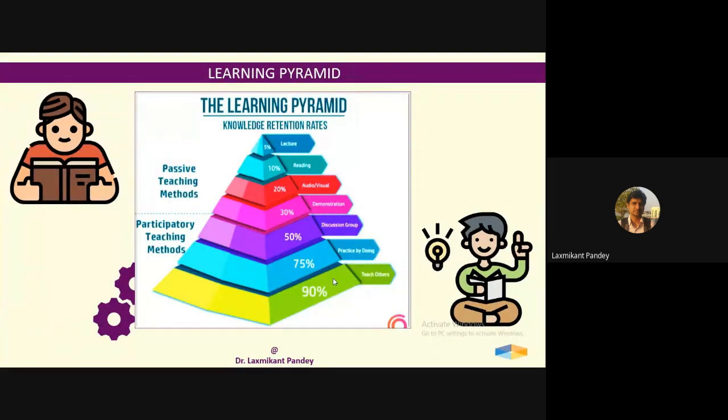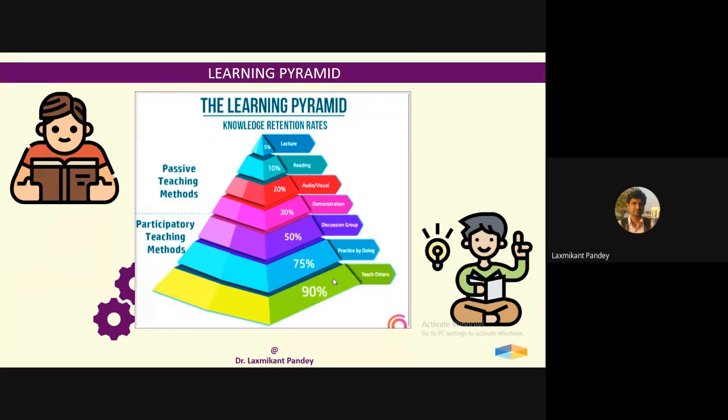No, this is called the learning pyramids. As I told you, there are two methods, older methods and the newer teaching methodology. Both have their own merits and demerits. If you look at the learning pyramids, it shows how effective any method is for the learners. Here I'm talking about the students.